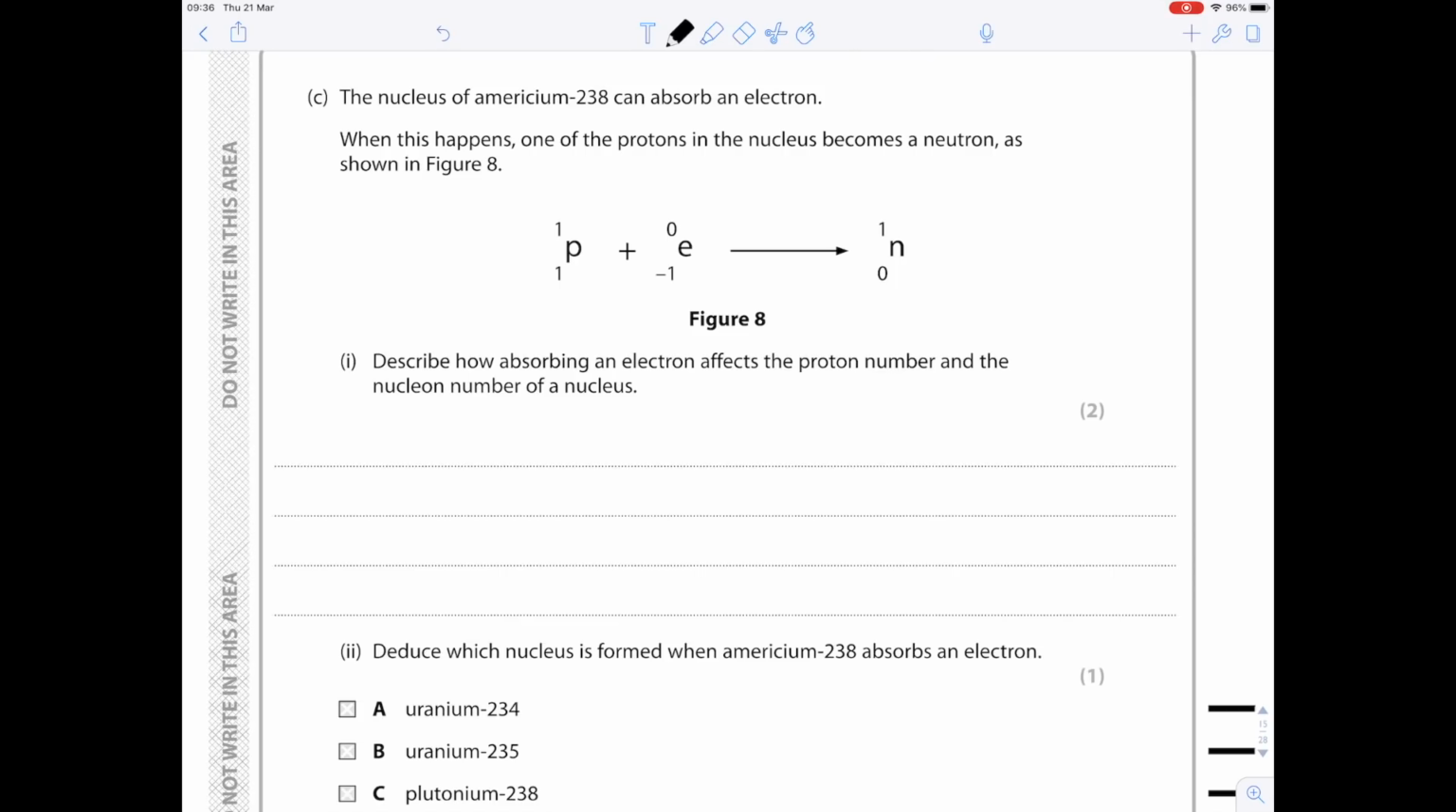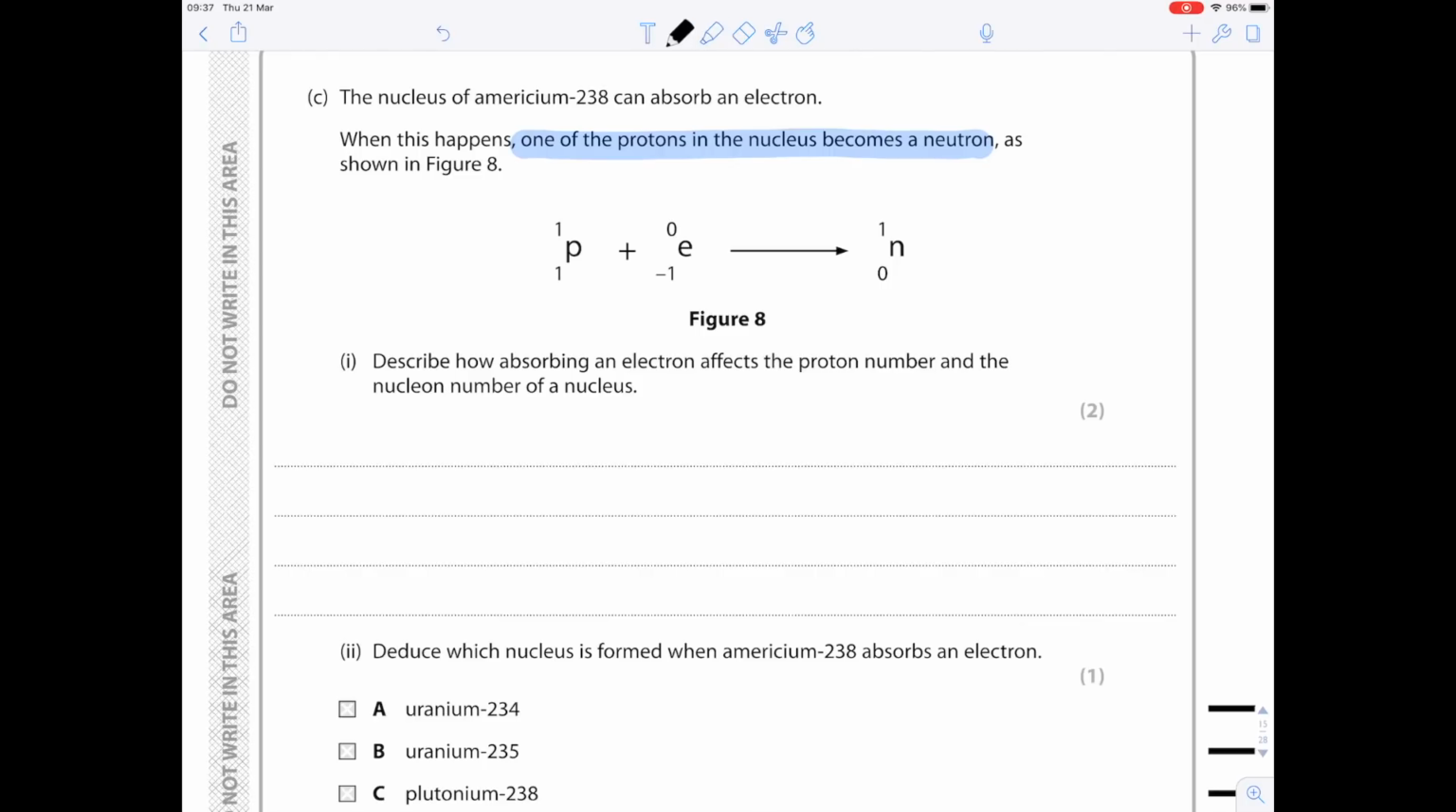C. The nucleus of americium-238 can absorb an electron. When this happens, one of the protons in the nucleus becomes a neutron, as shown in figure 8. Describe how absorbing an electron affects the proton number and the nucleon number of a nucleus. This is the crucial bit here. One of the protons becomes a neutron.